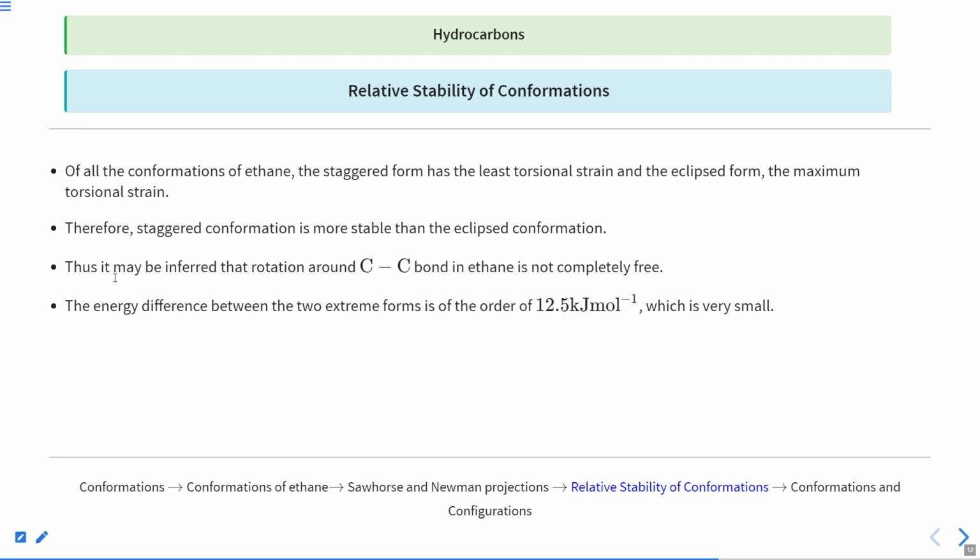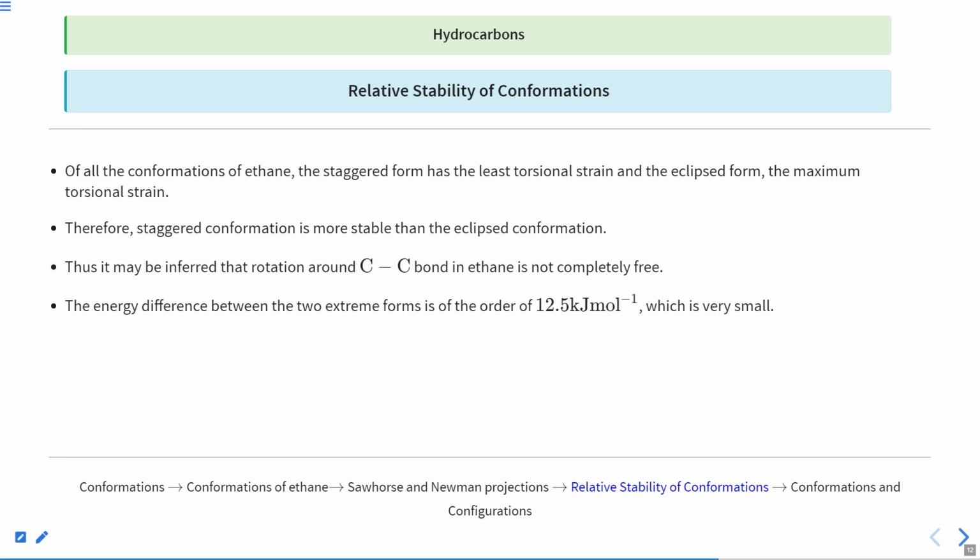Next, it may be concluded that rotation around the C-C bond in ethane is not completely free. From here, we have an energy barrier, because it is a higher energy state. So if you have to go to either side, there is an energy barrier, and therefore the rotation of ethane is not free, meaning it cannot be rotated independently, and the energy difference between the two extreme forms is of the order of 12.5 kilojoules per mole.